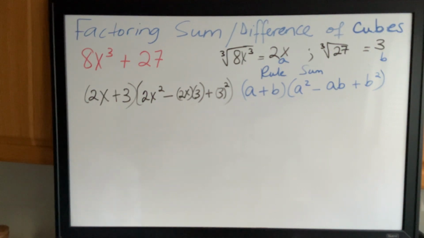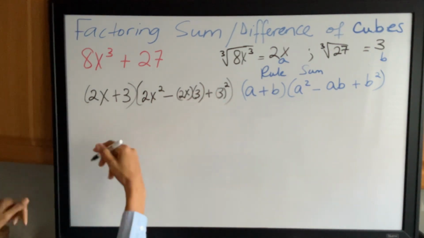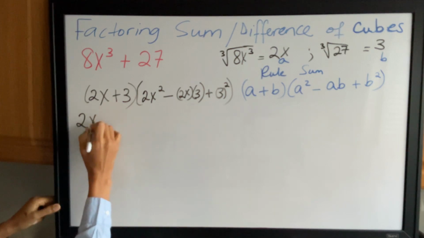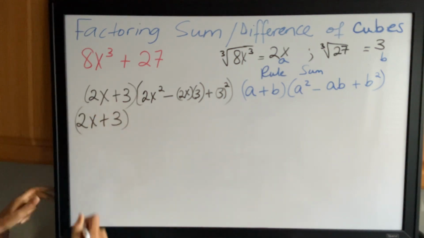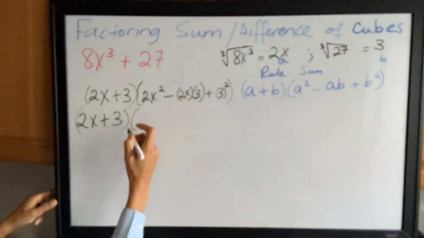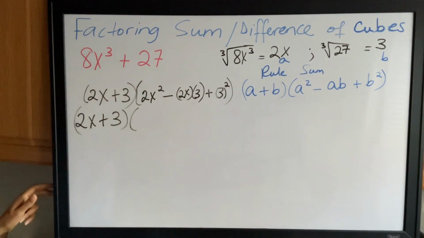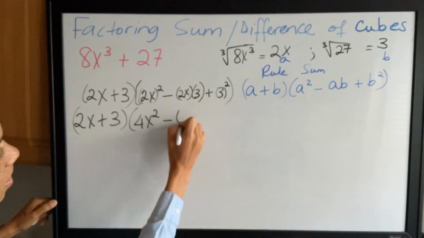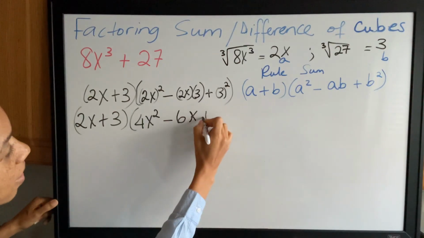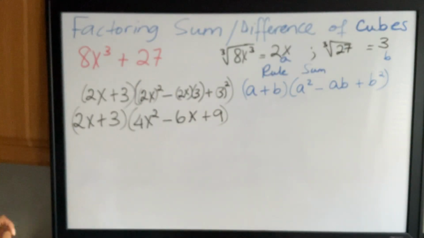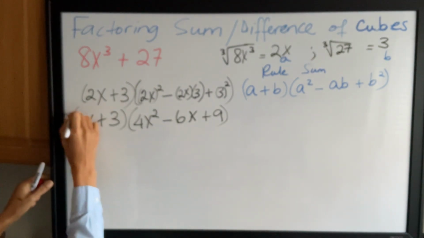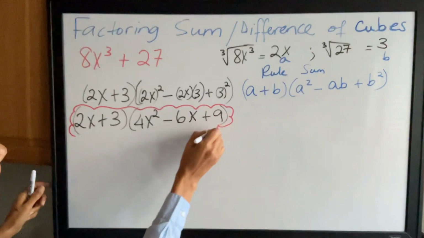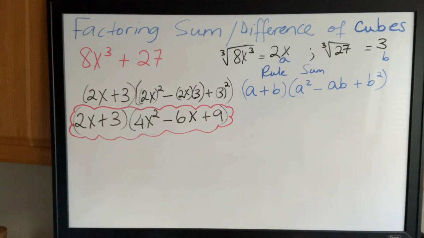Now the next thing I need to do is work this out. So this will always be 2x plus 3. That is your binomial. And for the trinomial, 2x to the second power is going to be 4x squared, minus 6x, plus 9. And that is going to be your answer for this first one. All right, so you can box it or you can put a cloud around it. I like to be fancy and put a cloud around that.